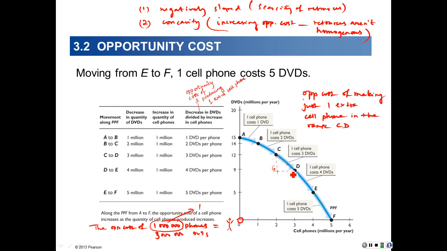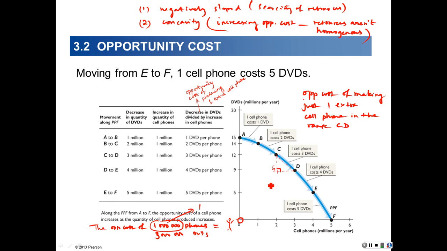I form this triangle CGD? I draw a straight line between point C and D, right? And then I go vertically down from point C, and then I go horizontally leftward from point D, and the 2 lines meet at point G. This here is a right-angled triangle, right?